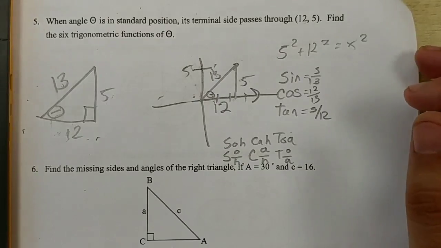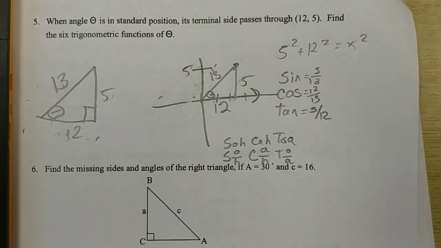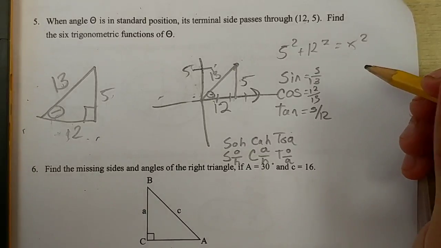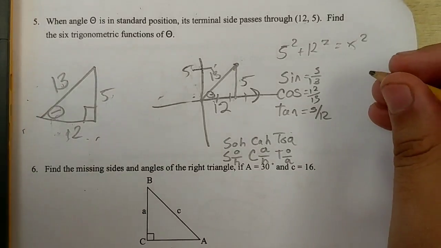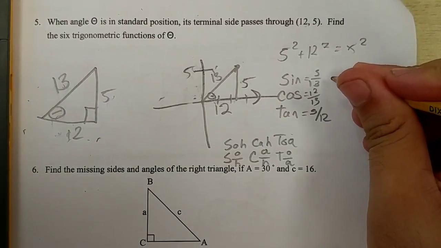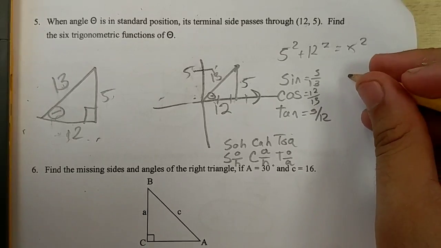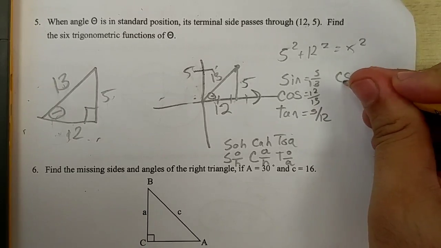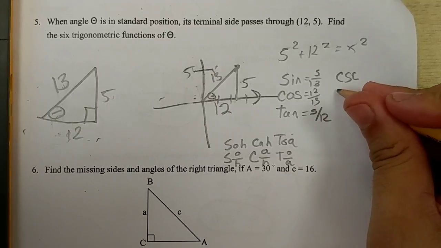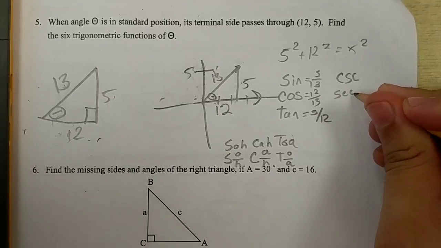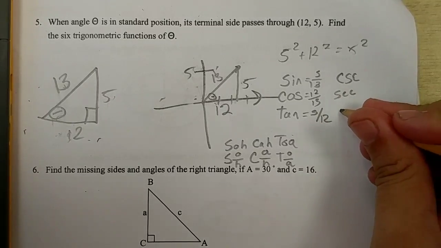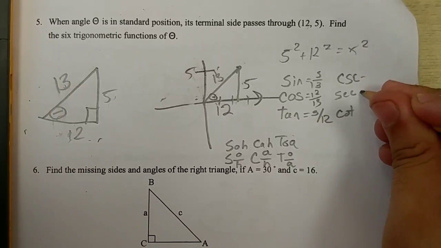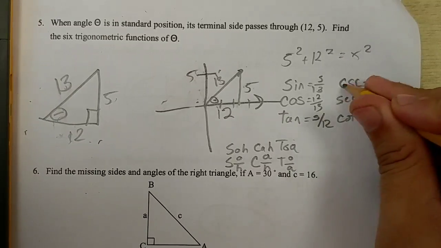But it said 6 trig functions, so what we have to do is not only use the normal trig functions, we're also going to use the inverse trig functions. The reciprocal of sine is cosecant. The reciprocal of cosine is secant. And the reciprocal of tangent is cotangent. Remember, each pairing has a co to it.